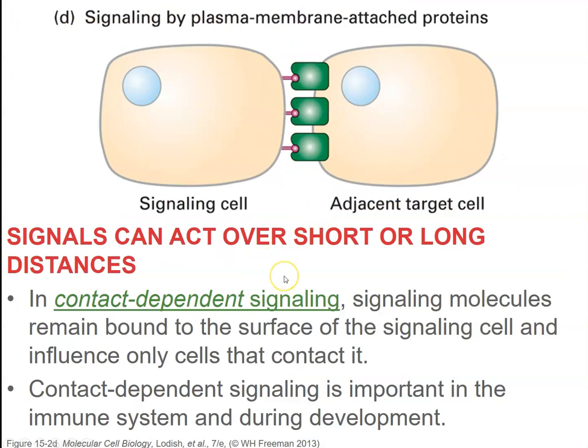So I first wanted to just go through a couple of examples of different types of signaling. This is called contact-dependent signaling. What's happening here is that the signaling molecules remain bound to the surface of the cell. So that means the only cells they can influence are the cells that contact it. If this is the signaling cell over here on the left, and these little purple things are the signaling molecules, when they bind to the receptors, they can only do so if the target cell is right next to it. So contact-dependent signaling is important in the immune system and during development. And of course, we can take whole courses just in those fields.